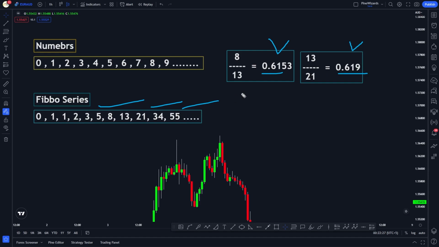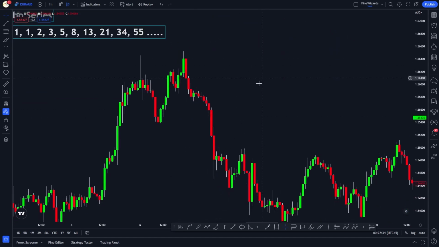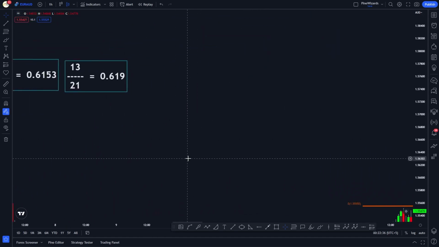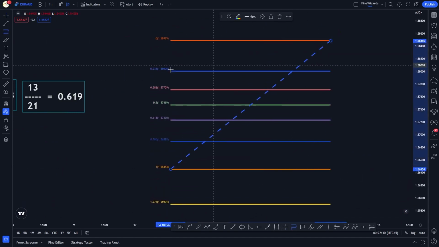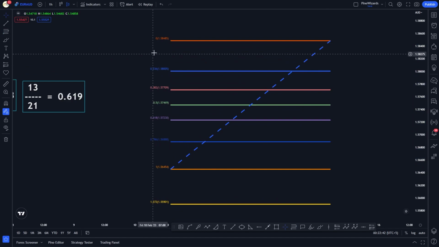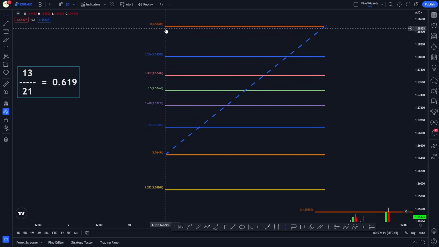And now in order to use this in trading, we use this ratio as a reference. There are multiple ratios in Fibonacci retracement that are used. For example, if I take the Fibonacci retracement tool and draw the Fibonacci from here to here, there are multiple levels that are important. It starts from 0, then there's 0.236, 0.382, 0.5, and 0.618. In my trading, I mostly use these three levels. For example, this one, and this one.